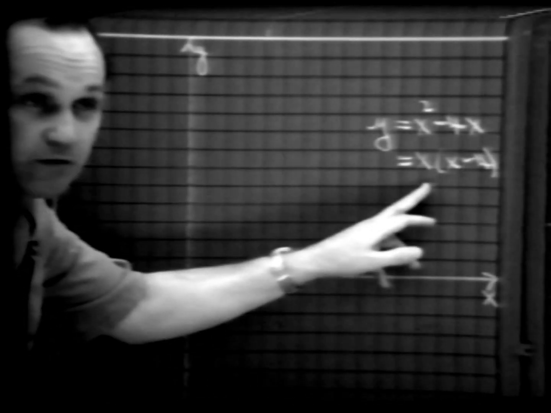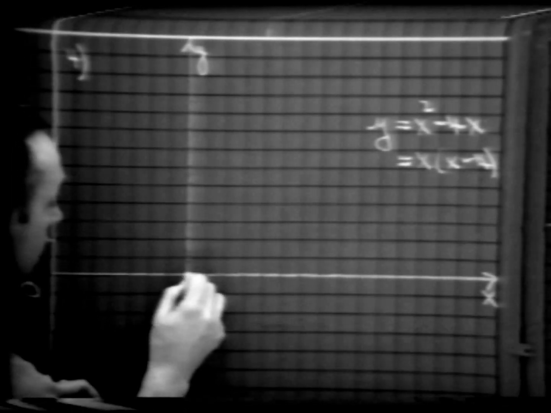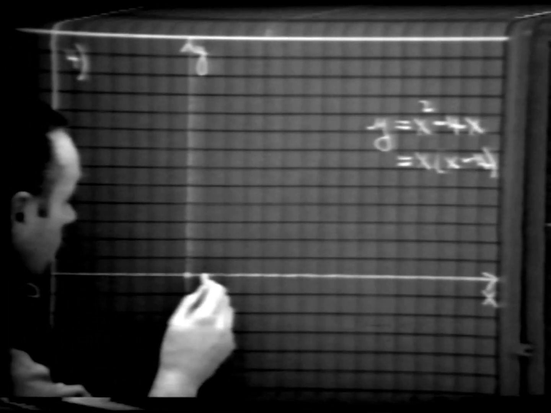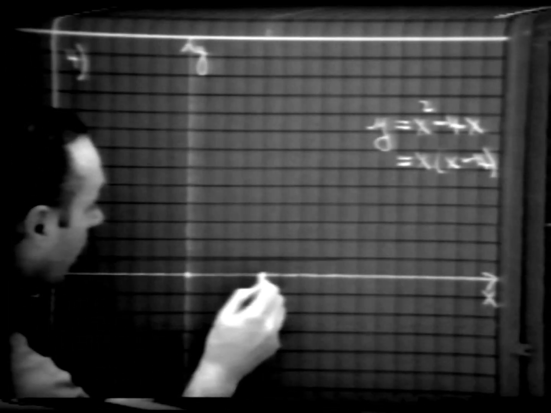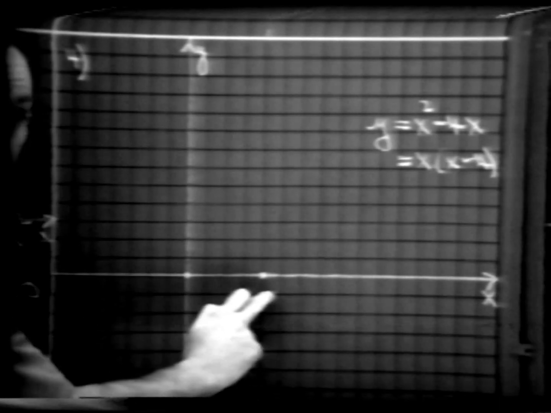What numbers will x have? X will be 0, which is going to then be 0, 0, which is at the origin. And is there another value for x which will make y 0? When x is 4. 1, 2, 3, 4. Now, our graph is going to be a parabola somewhere, and it's going to pass through those 2 points.